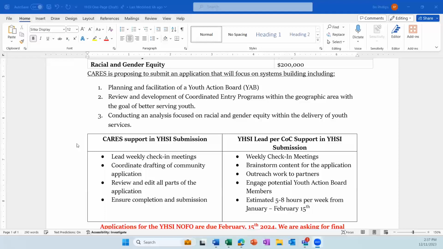And again, it would be your COC going in as a whole. What we would ask is that you have one lead per COC who would work in coordination with us on this application. So that's the ask. We tried to lay out here what we'll do and what we would hope from you as we partner in going in together. So I guess now I'd love to open it up for ideas, feedback, and potential interest.